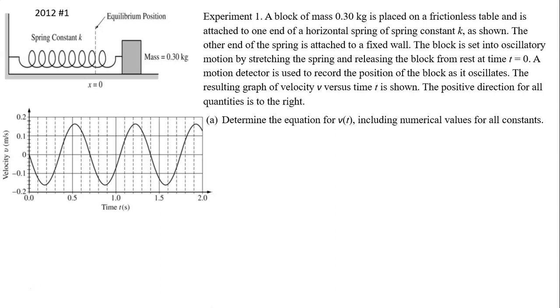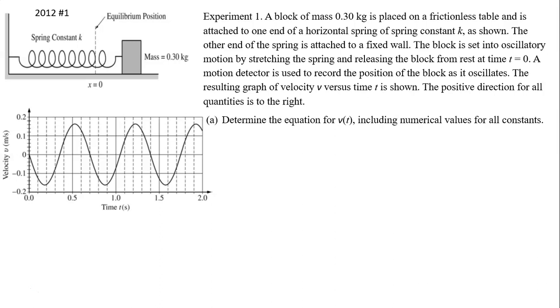Experiment 1. A block of mass 0.3 kilogram is placed on a frictionless table and is attached to one end of a horizontal spring of spring constant k as shown. The other end of the spring is attached to a fixed wall. The block is set into oscillatory motion by stretching the spring and releasing the block from rest at time t equals 0. A motion detector is used to record position of the block as it oscillates.